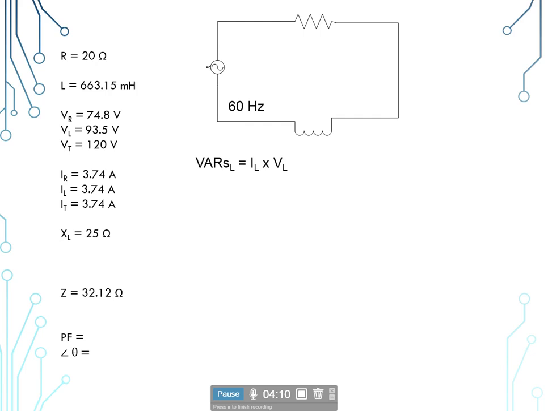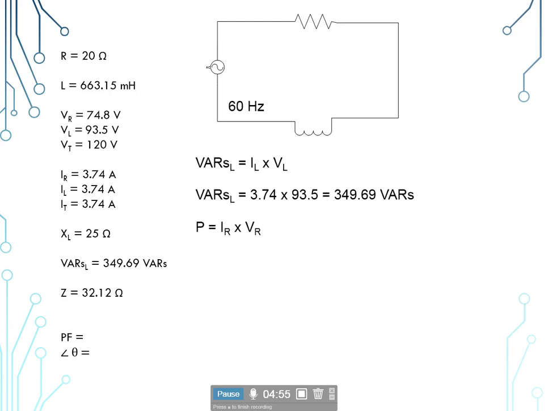Now we're going to look at our VARs, our wattless power. So VARs sub L is equal to I sub L times V sub L. If you notice, that's our power formula, pi, the iron pi that we talked about in one of the first series. So our VARs sub L is going to be equal to the current of 3.74 amps times the voltage at our inductor of 93.5 volts, giving us 349.69 VARs. Again, we could probably call that just 350 VARs. That would be in our ballpark, and that'd be close enough.